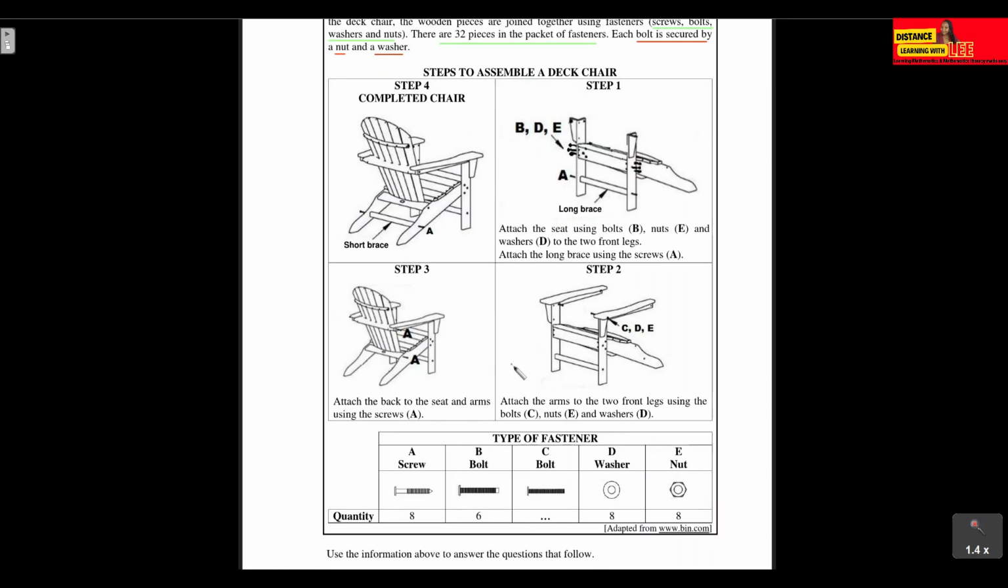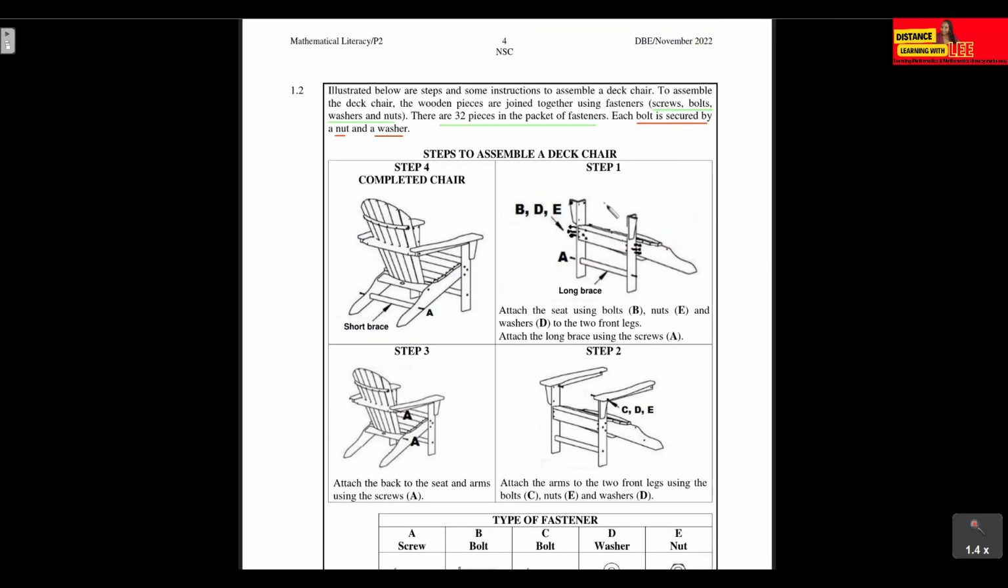In this question, don't try to complicate your life by counting how many type C bolts were used, because if you do that, you are going to fail dismally. Instead, use the information given to figure out how many type C bolts were used. Remember, we were told that there are 32 pieces in the packet of fasteners: the screws, the bolts, the washers and the nuts.